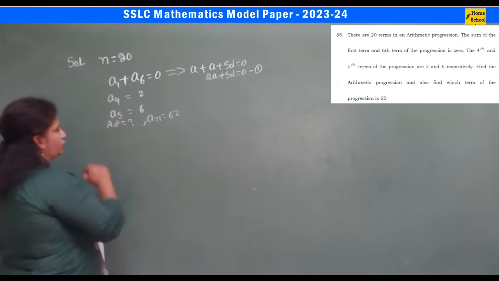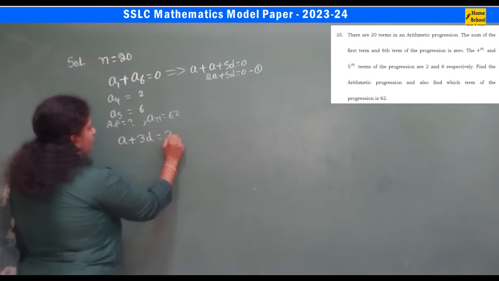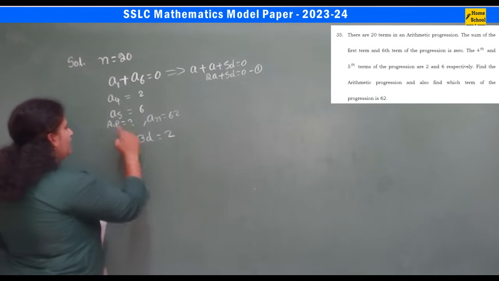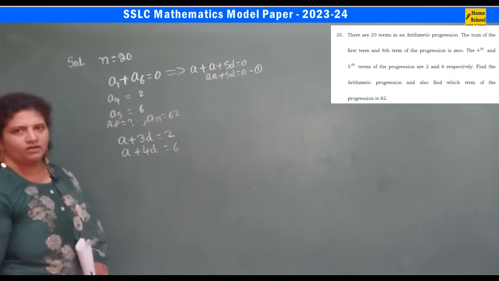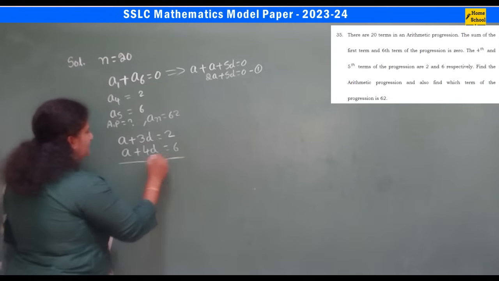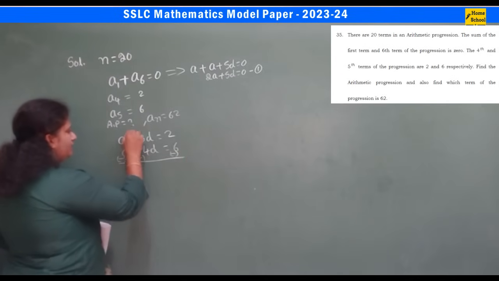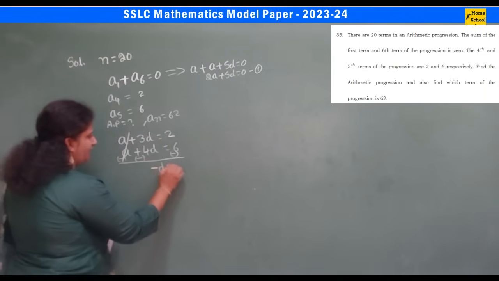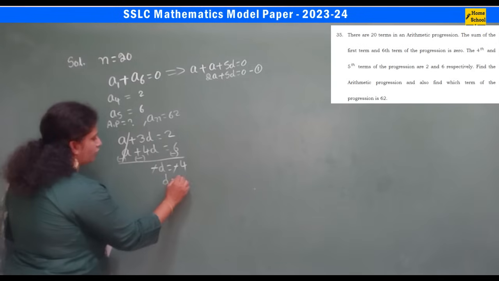A4 is equal to 2. A4 is nothing but A plus 3D equal to 2. A5 is equal to 6. A5 means A plus 4D is equal to 6. Okay. Now simplify these two equations. Solve it by the elimination method. Both are having the same sign. Subtract and change sign. A minus A cancel. 3D minus 4D will be minus D. 2 minus 6 will be minus 4. Minus minus cancel, D is equal to 4.